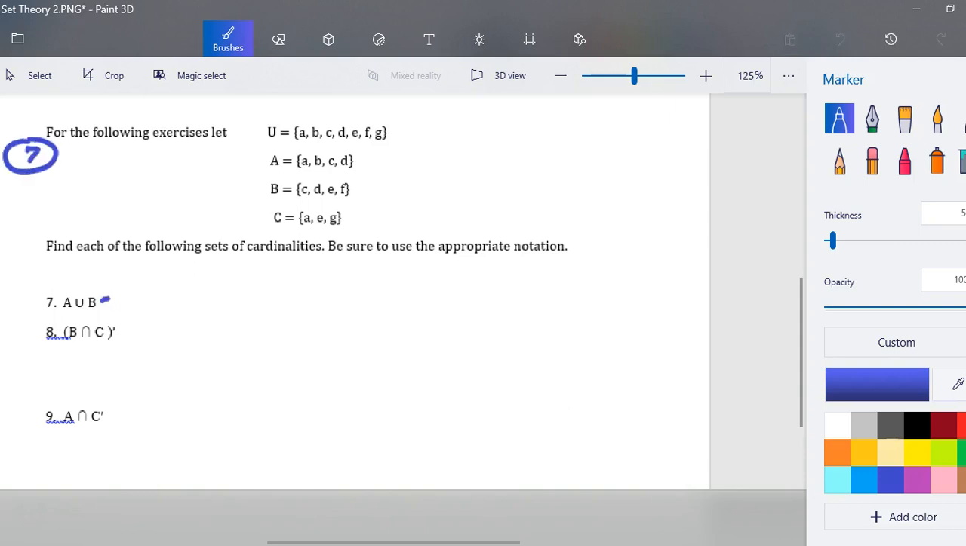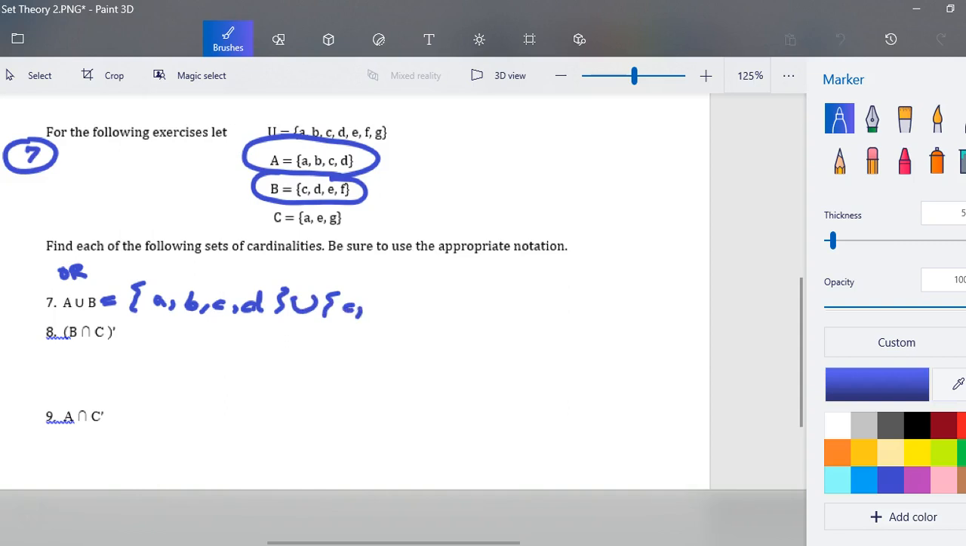So number 7 says we are to find the set of A and the set of B, and we're going to unite them. Union means or. So I'm going to write down the set of A and the set of B, both sets, and then whatever is in one or the other one will go in our final set. So set A has A, B, C, and D in it. And I'm looking right up here. And set B, that we're going to unite it with, has D, E, and F in it.